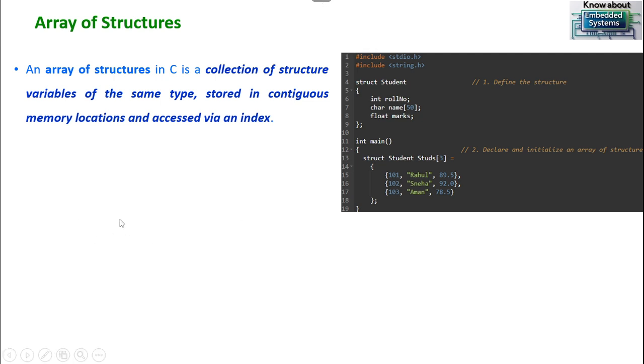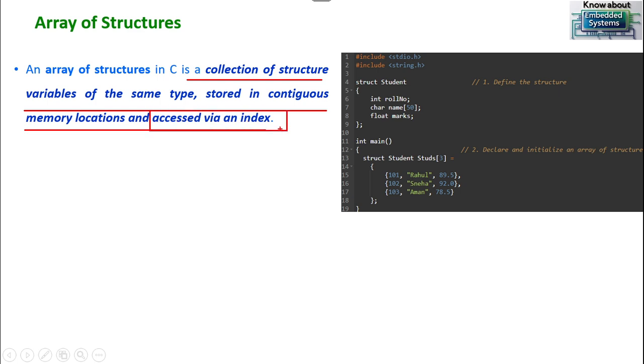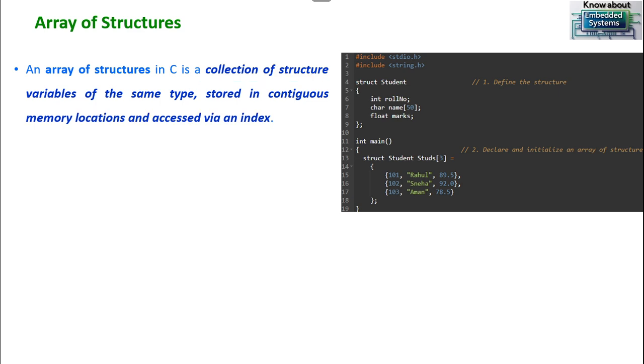Array of structure, I have already defined what it is. Array of structure is a collection of structure variables of the same type stored in a contiguous memory location, and these structure variables can be accessed by the index. Array of structures are similar to an array, but each structure variable will have different structure members, and they can be accessed by index. How, we will see later with an example.